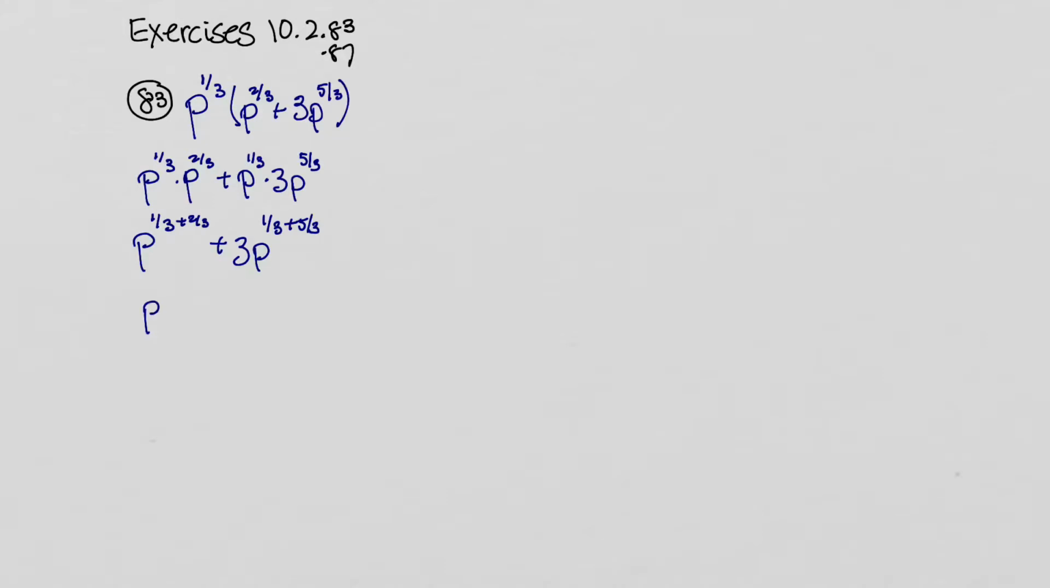This gives us p to the 1/3 and 2/3 is 3/3 plus 3p to the 1/3 and 5/3. That's 6 of those thirds. But we can simplify this. P to the 3/3 is 1 plus 3p to the 6/3 is 2. And we don't need to write this 1 here, so let's just simplify this as p plus 3p squared.